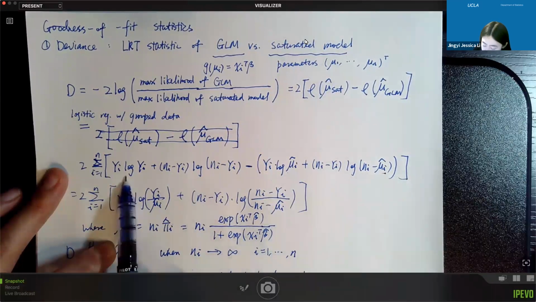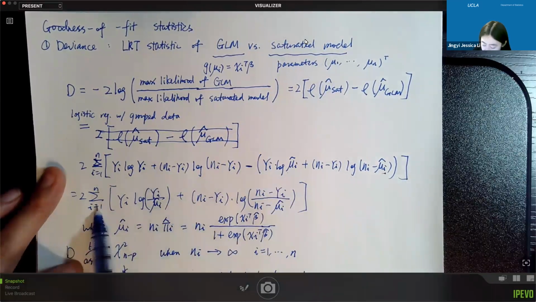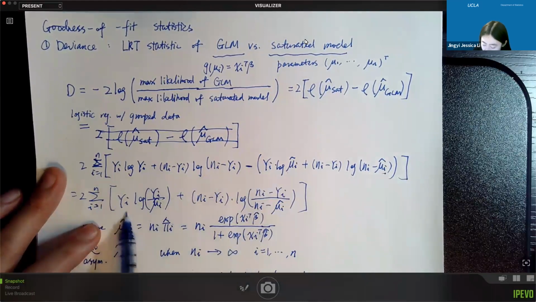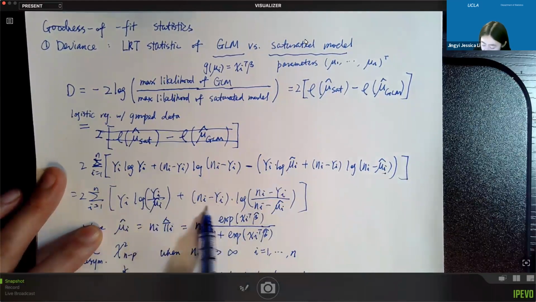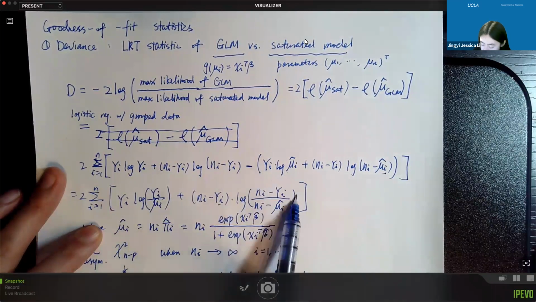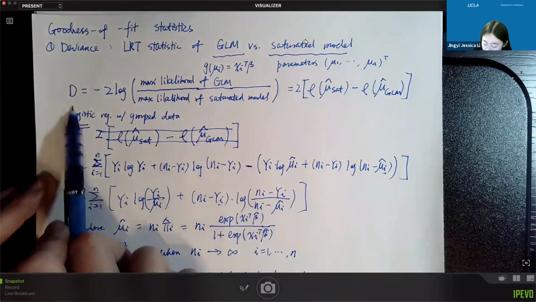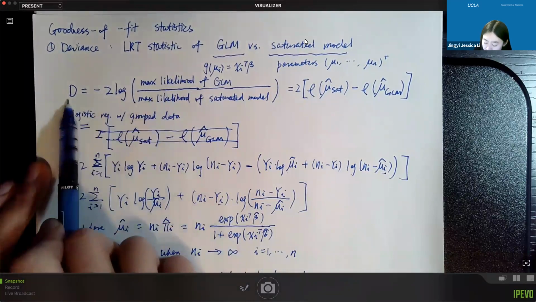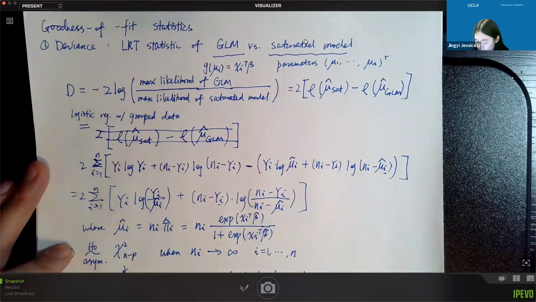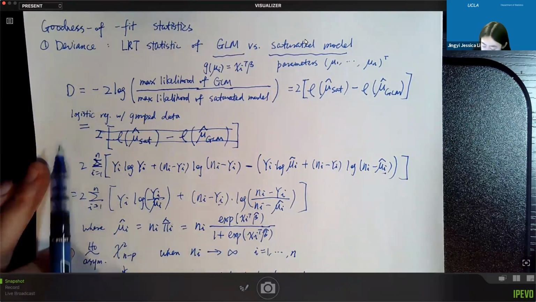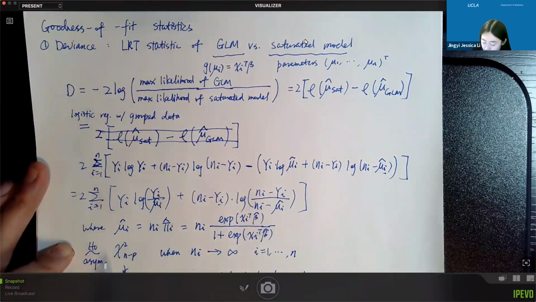And therefore, combining the common terms, we get this term: yi times log yi over mu i hat, plus ni minus yi times log ni minus yi over ni minus mu i hat. And we give this -2 log likelihood ratio a name: deviance. Deviance is a very useful term to know because we use it for assessing the goodness of fit of any GLM. Based on the asymptotic theory of this -2 log likelihood ratio, it follows a chi-square distribution with n minus p degrees of freedom.